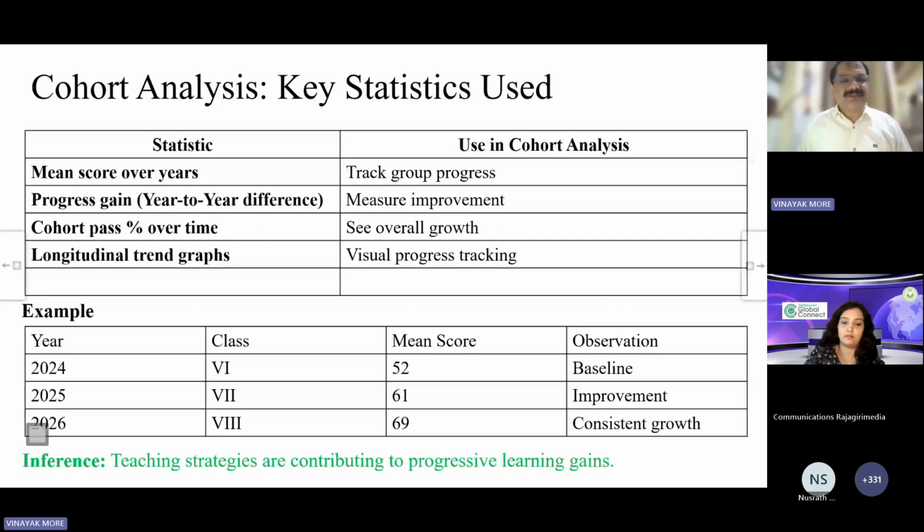And what statistics can we use? You can use mean score over the years. So mean score of fifth standard, sixth standard, seventh standard, and so on. Progress gain: you can use percentage to find progress gain. Cohort pass percentage over time, so passing percentage in fifth standard, in sixth standard, and so on. And you can put a graphical representation as well. One example is given, so you can have a quick comparison.